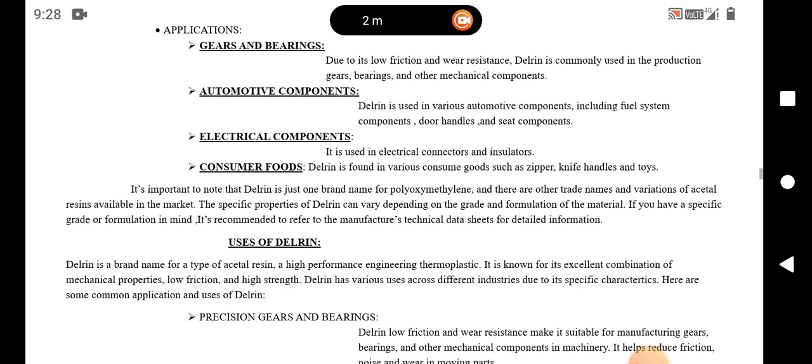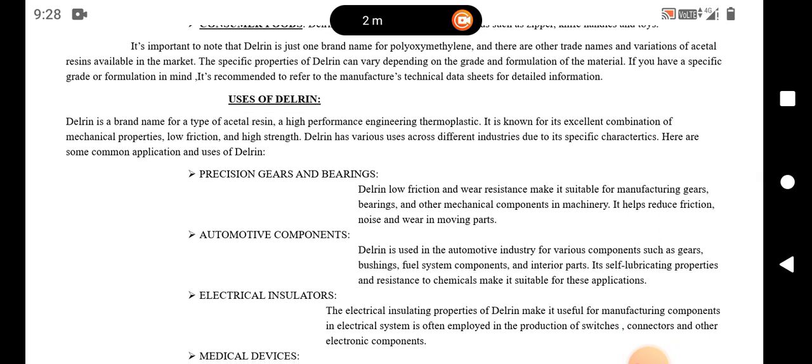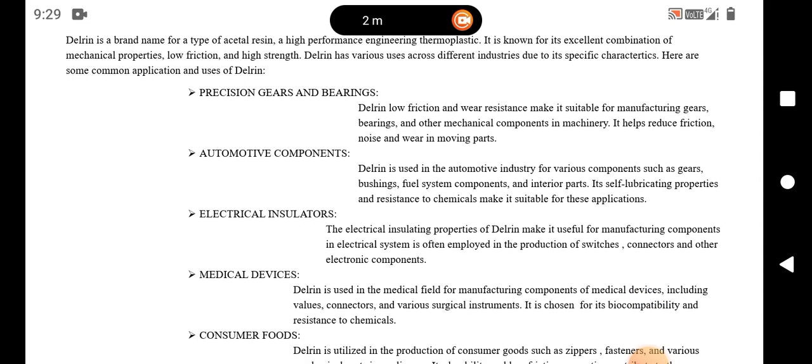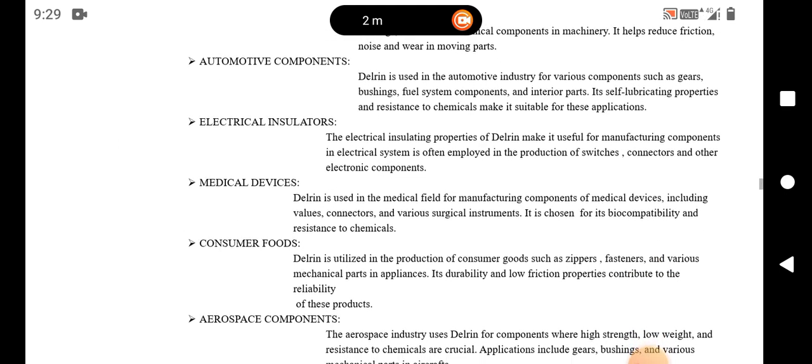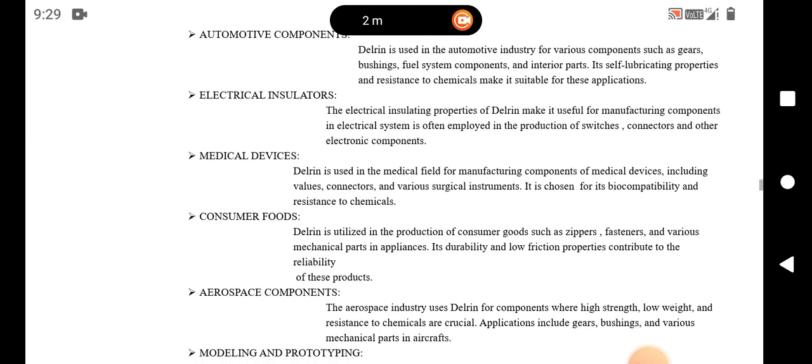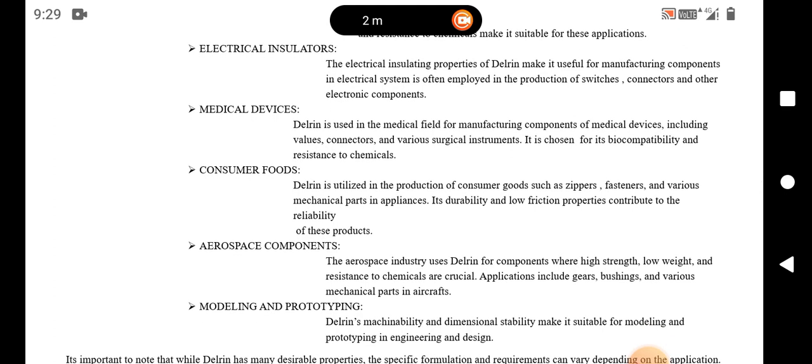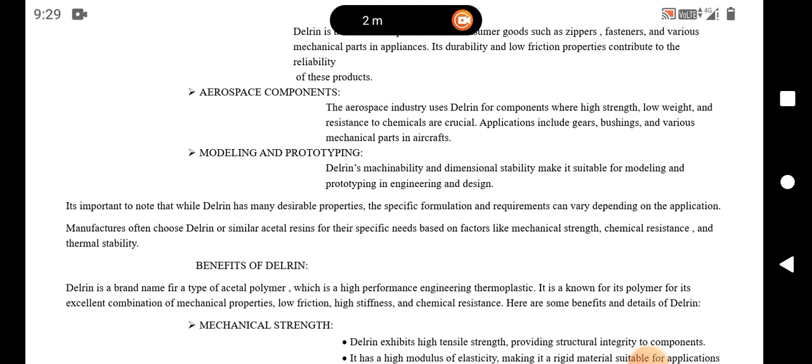Uses of Delrin: Delrin is a brand name for a type of acetyl, a high performance engineering thermoplastic. It is known for its excellent combination of mechanical properties. Automotive components: Delrin is used in the automotive industry for various components such as fuel system components. Electrical insulator: the electrical insulating properties of Delrin make it usable for manufacturing electronic components. Consumer goods: Delrin is utilized in the production of consumer goods such as zippers, faucets and various mechanical parts in appliances. Modeling and prototyping: Delrin's machinability and dimension stability make it suitable for modeling and prototyping in engineering and design.